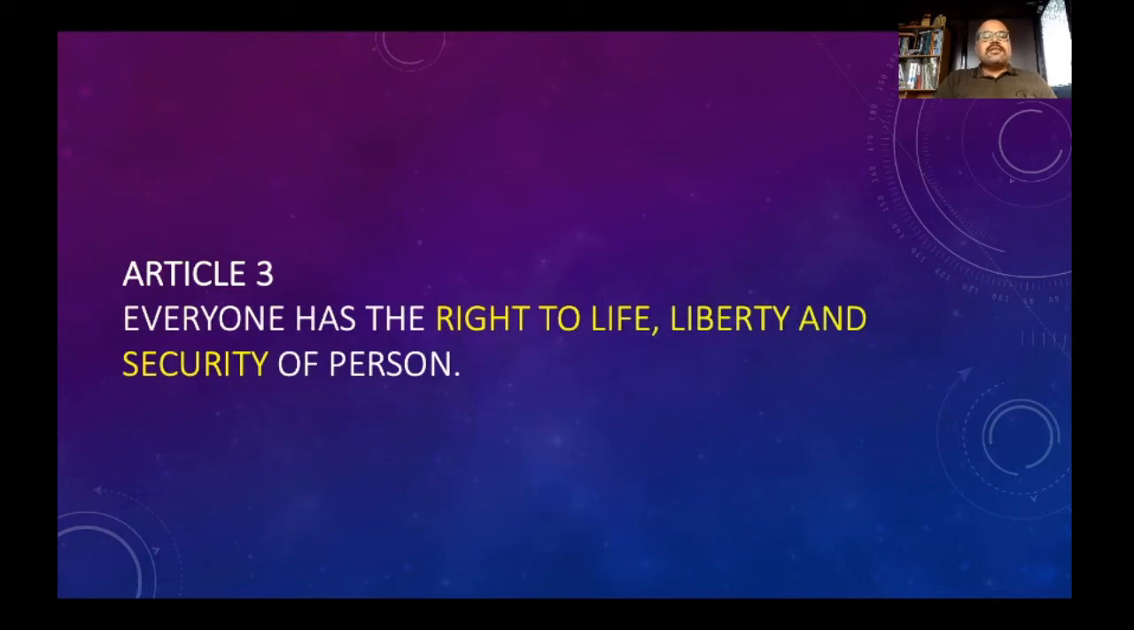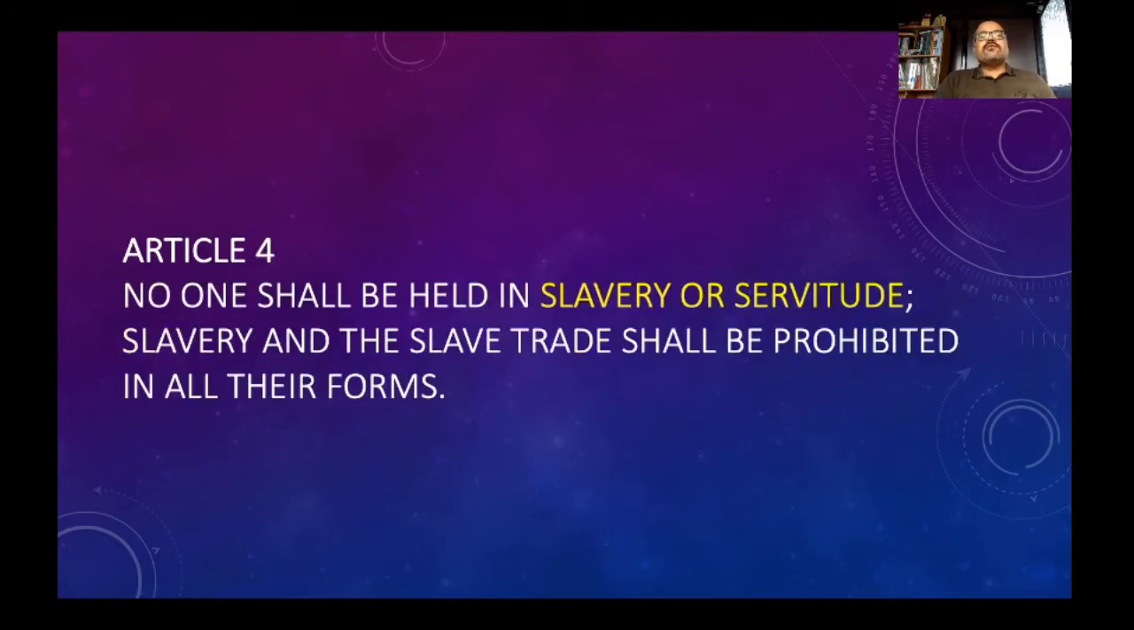These are the basic three intrinsic requirements of human life. So, this is what Article 3 is saying. Article 4 is talking about slavery and servitude to be abolished. This is the most inhuman activity which was carried on in the world, in not a few countries.